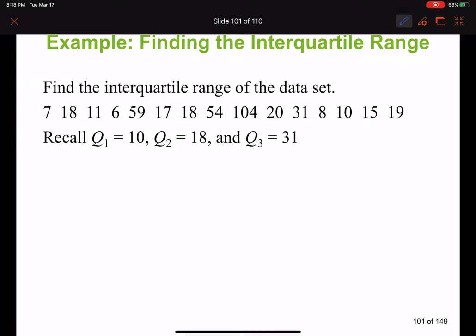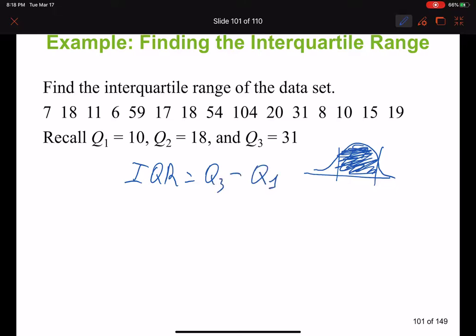Where we have centralized data, right? So we take the data that are centralized and we explore the data that are centralized. And this piece matches our interquartile range, which is equal to Q3 minus Q1. Okay?